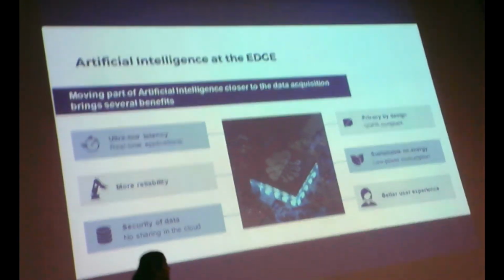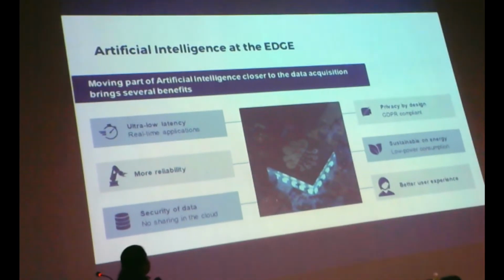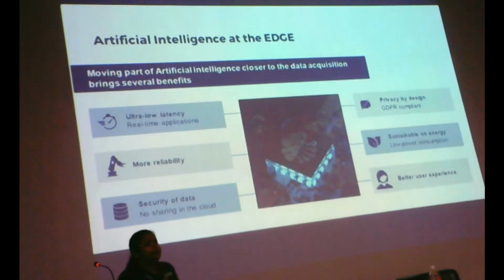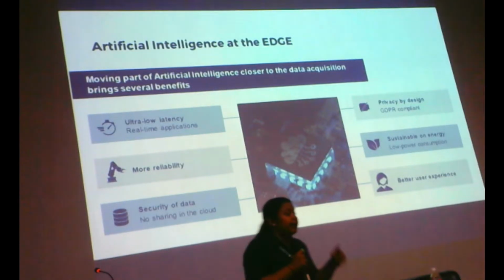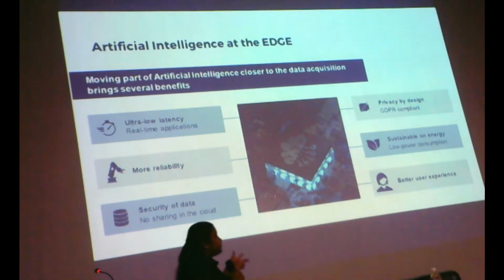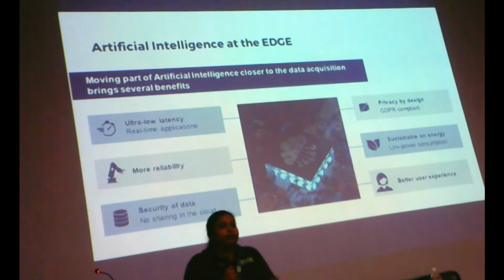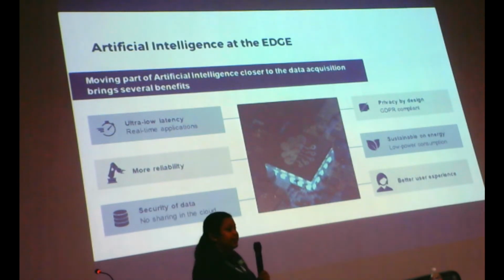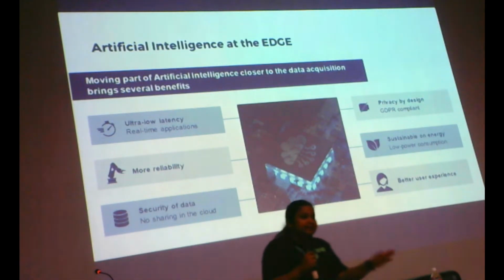Talking about the advantages or features, we have ultra low latency. It is a more reliable thing. Security of data: if you are building any model or storing data, it will be secured and won't be breached. Privacy by design: your ML models, your AI models won't be breached, and the privacy will be there. It is sustainable on energy, with a better user experience.